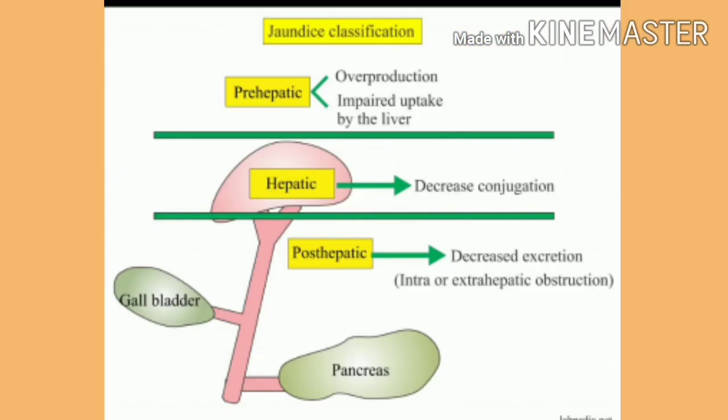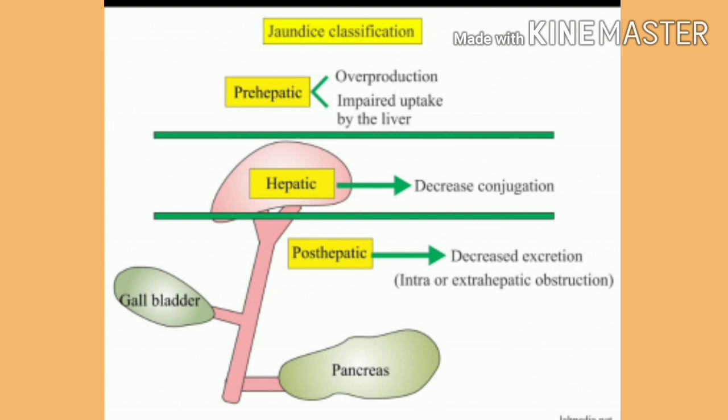Our next topic is classification of jaundice. According to where the accumulation of bilirubin in the organism takes place, it is classified into three types. First is prehepatic jaundice. In this type of jaundice, there is an increase in production of bilirubin. Second is hepatic jaundice. In this type of jaundice, there is hepatic impairment; hepatocytes are not normally able to take up, conjugate or secrete bilirubin or bile.